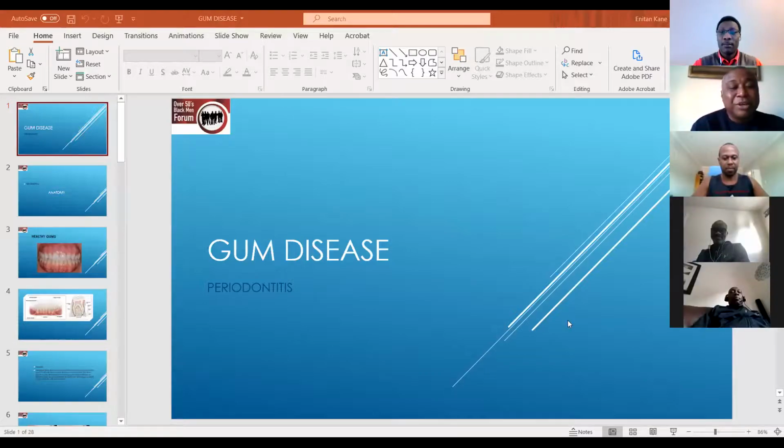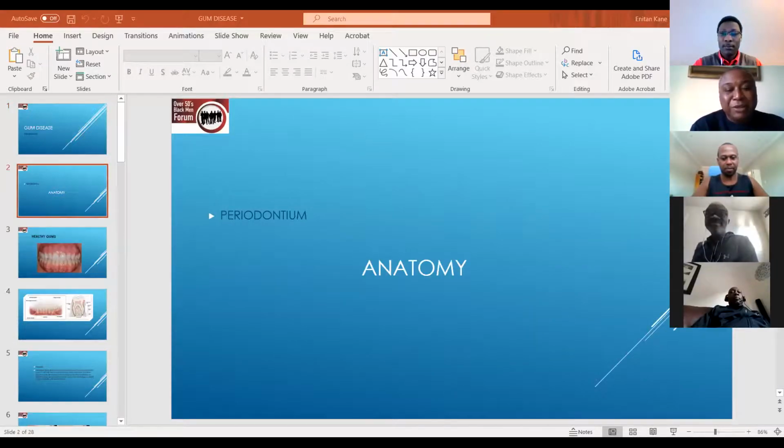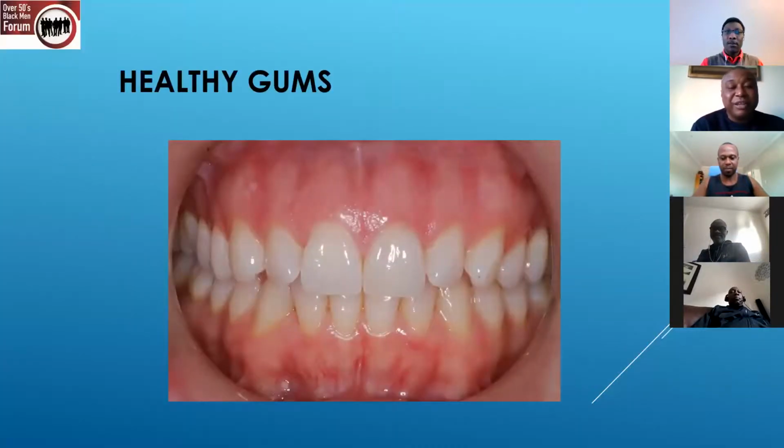Next slide, please. Let's go briefly into the anatomy of the gums itself. Next slide, please. And the next slide shows you the anatomy of what a healthy gum looks like. You've got the gums going in between the teeth, the interdental spaces, and it's nice and pink and not bleeding. Next slide, please.